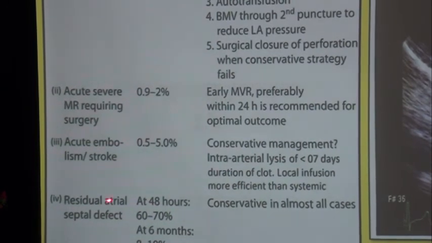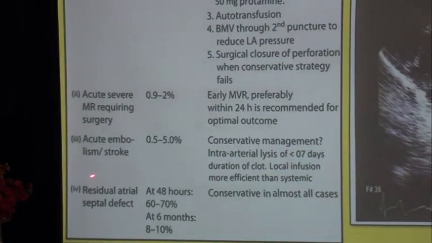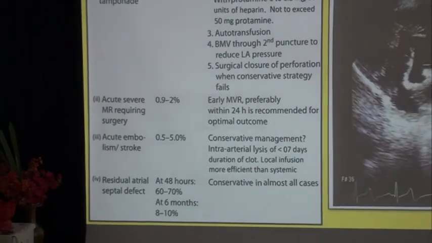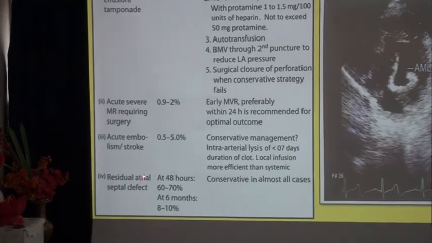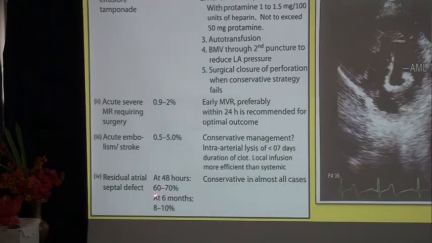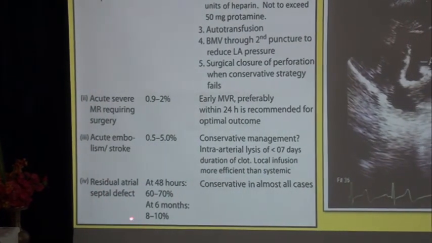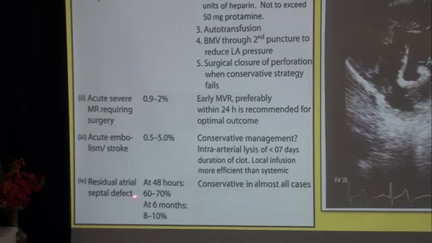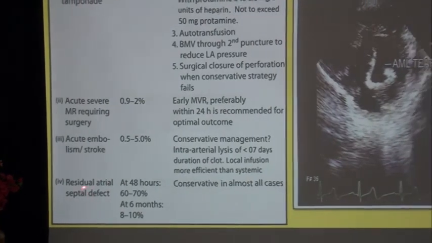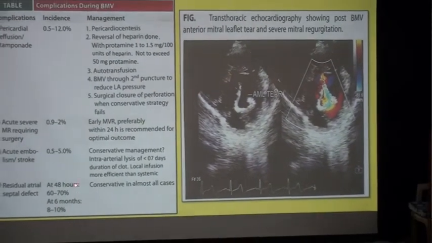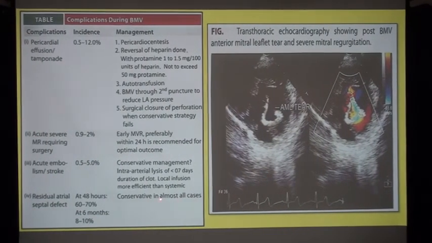Then lastly, the complication is residual atrial septal defect. So, at 48 hours, you find residual atrial septal defect in 60 to 70%, and at 6 months, in 8 to 10% of cases. So, in these cases, we have to do conservative treatment in almost all cases.